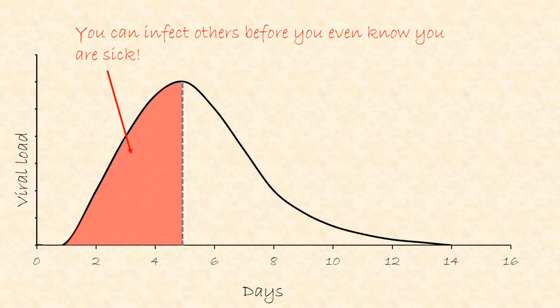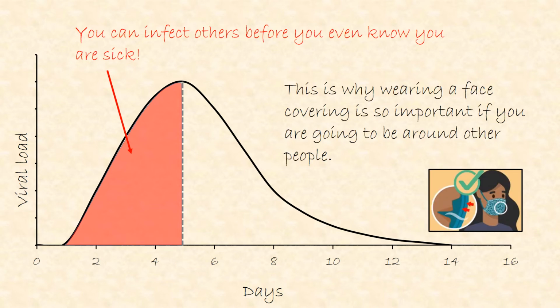This area here in red is a very important part of the timeline because people can spread this virus to others even before they know they are sick. This is why it's so important to wear a face covering when you are around other people who aren't in your household. You may be infected and not know it, either because you don't have symptoms yet or you don't develop symptoms, but you may still have a high enough viral load in your body to infect others, and they might develop a much more severe case of COVID-19 than you.